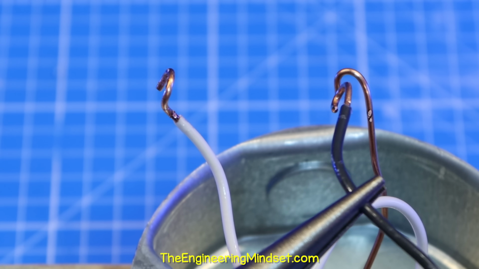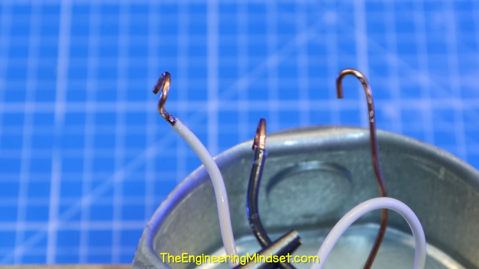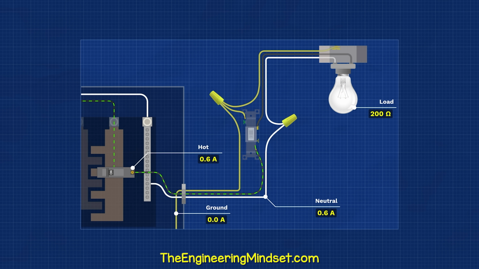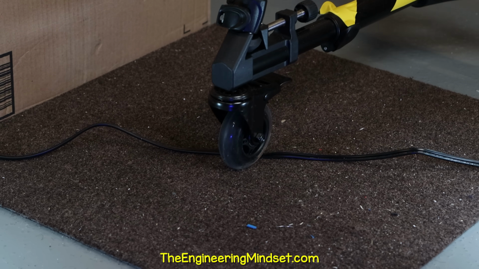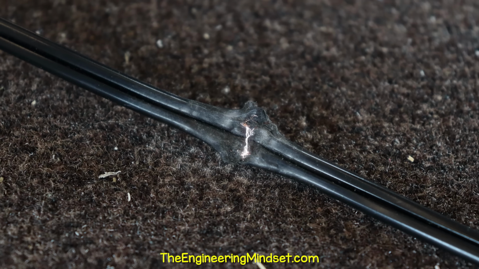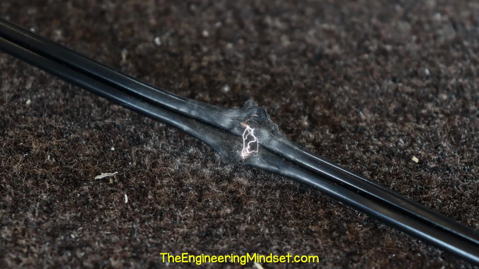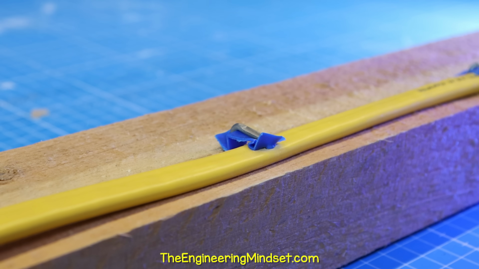If the hot touched the ground wire, this is also a short, but current has traveled along a normally non-current carrying conductor, which means it's a ground fault. Short circuits can happen if a lamp cord is crushed, creating a path between the two wires, or if a nail is driven into a cable, hitting the hot and neutral wires.